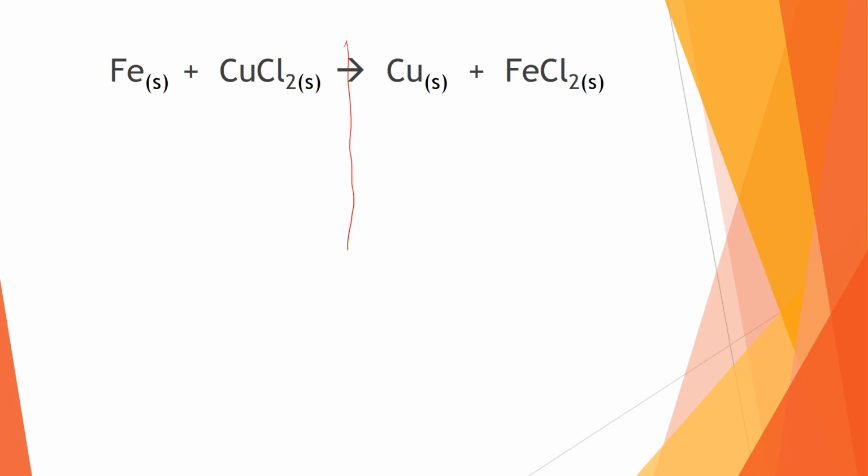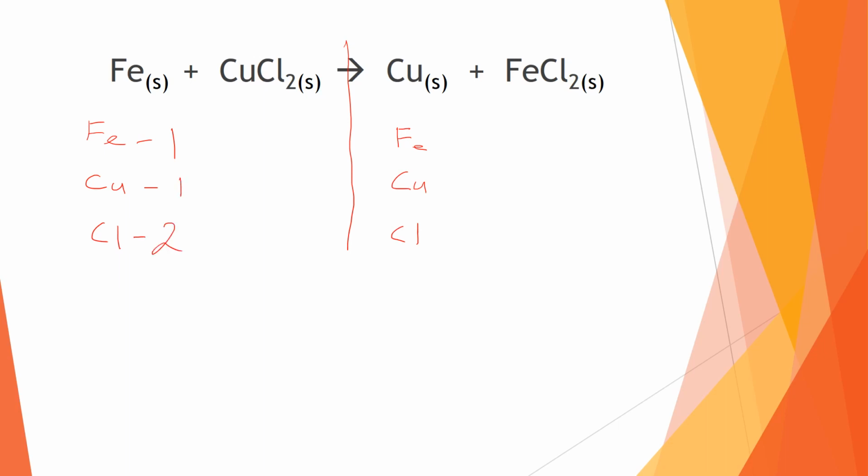So again, divide the 2. I want to count the types and numbers of each atom on each side. So I have iron, copper, and chlorine. Okay, and I also have iron, I have copper, and I have chlorine on this side. So how many irons do I have? 1. How many coppers do I have? Just 1. How many chlorine atoms do I have on this side?